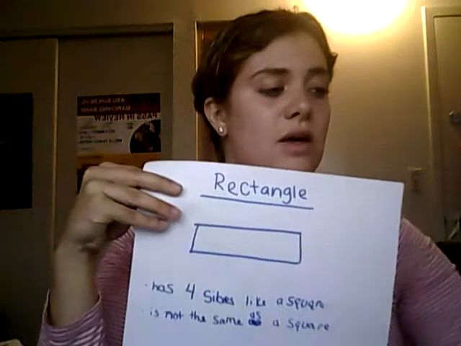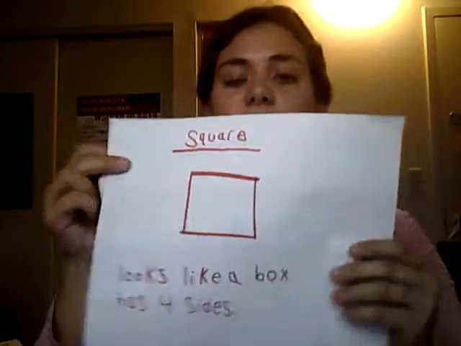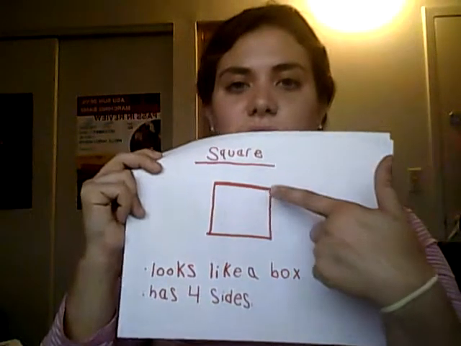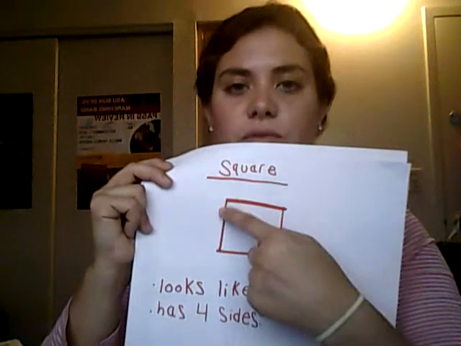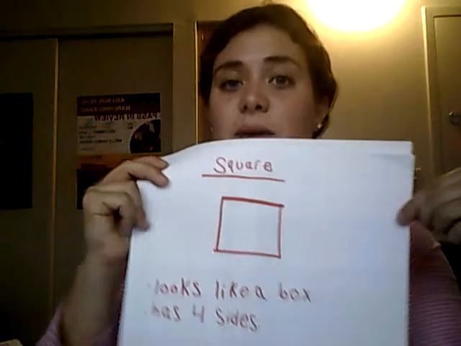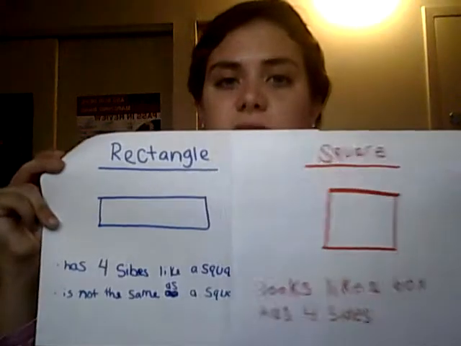And as you can see with the square here, all the sides are equal. And if you need to, you can go back to your square and you can redraw it to make sure all the sides are the same length. And that's the difference between the square and the rectangle, as you can see.